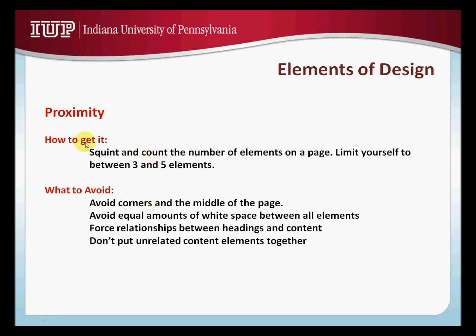You notice that this heading is closer to this element than this heading is. We know this heading goes with this particular piece of content because of their proximity. So we want to put elements that belong together in groups by proximity. If they don't belong together, we want to put large amounts of space between them. We want to force relationships between headings and content, as I've done here. And don't put unrelated content elements together, as I've done here.